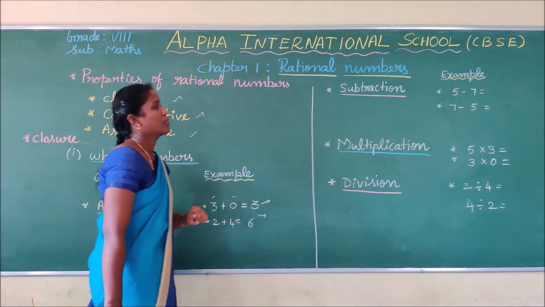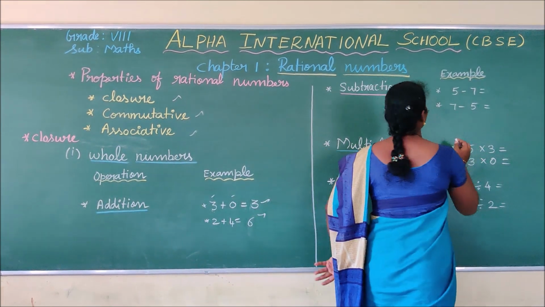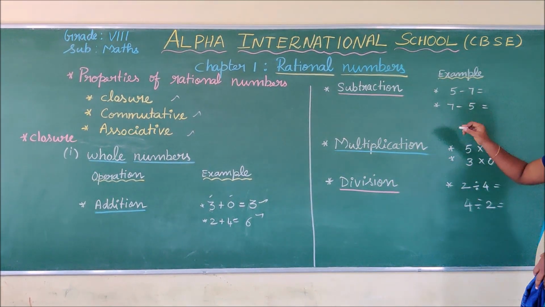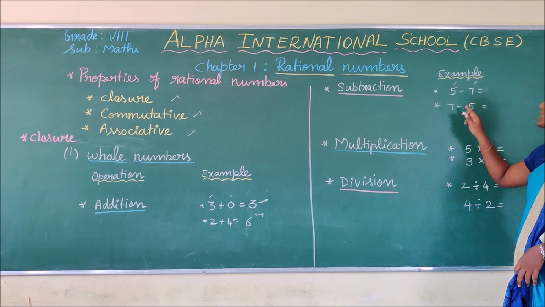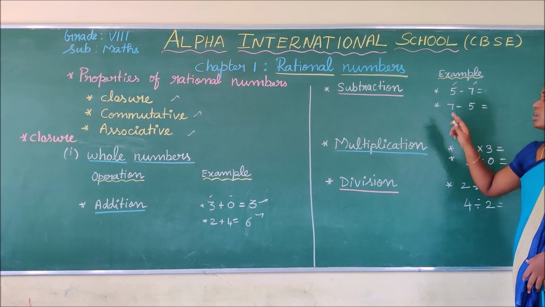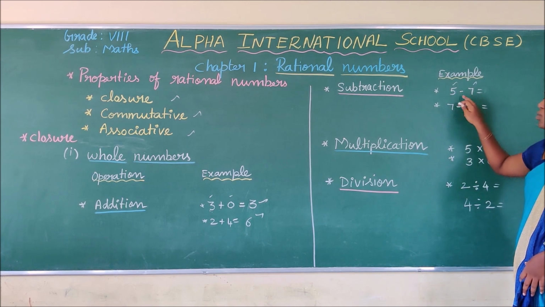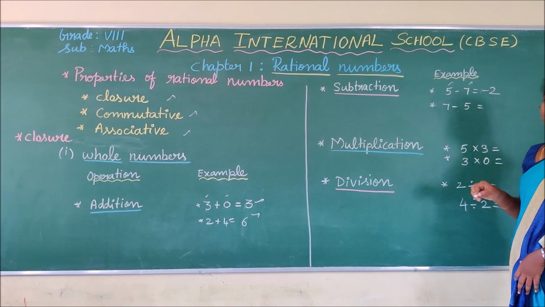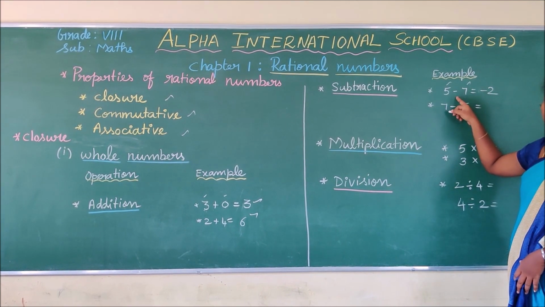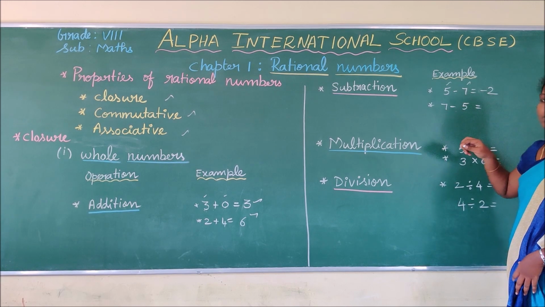Next, subtraction. For subtraction, I am again choosing two examples. First, 5 minus 7. 5 is a whole number, 7 is also a whole number. If you subtract these two numbers, what is the result? 5 minus 7 is minus 2. We have to put the sign of the greater number. Here it is 7 with a minus, so we put minus 2.